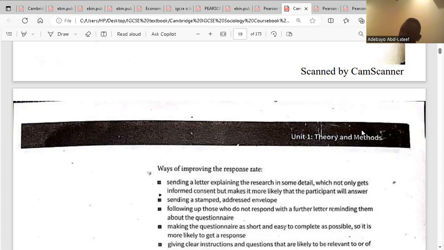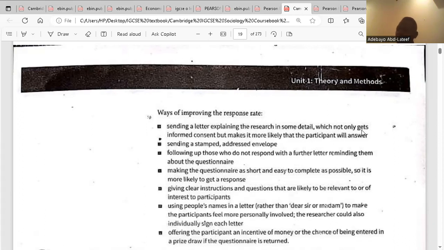That's about that. The third one, I wrote follow-up must be done to those who do not respond. You must follow up. You've sent it and you are not getting feedback. Do follow up. Reach out to them to know why they have not returned the questionnaire. Is it clear? Yes.